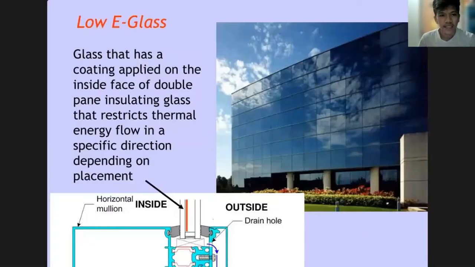Low-E glass is glass that has a coating applied on the inside piece of a double pane insulation unit that restricts thermal energy in a specific direction depending on the placement.